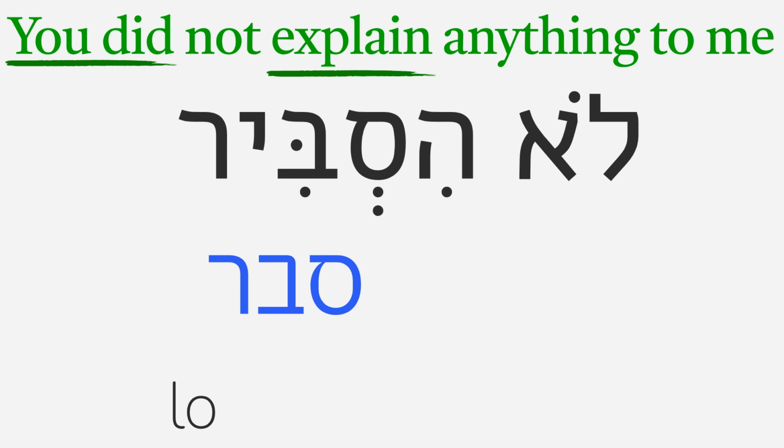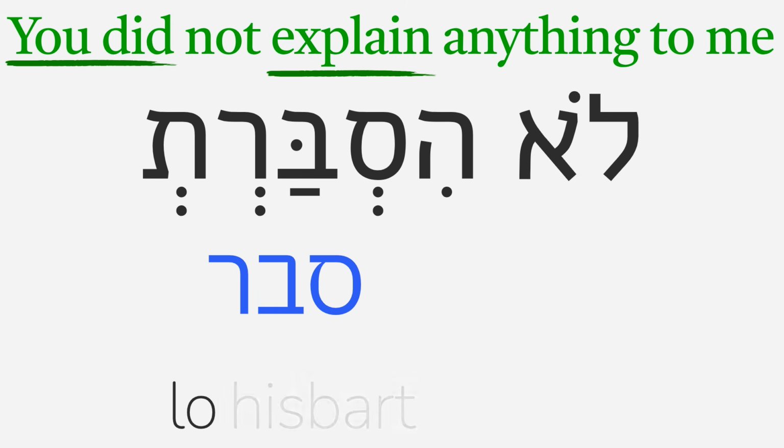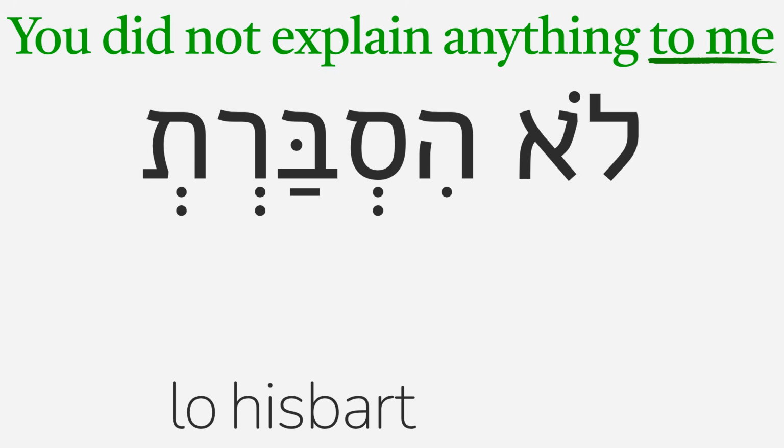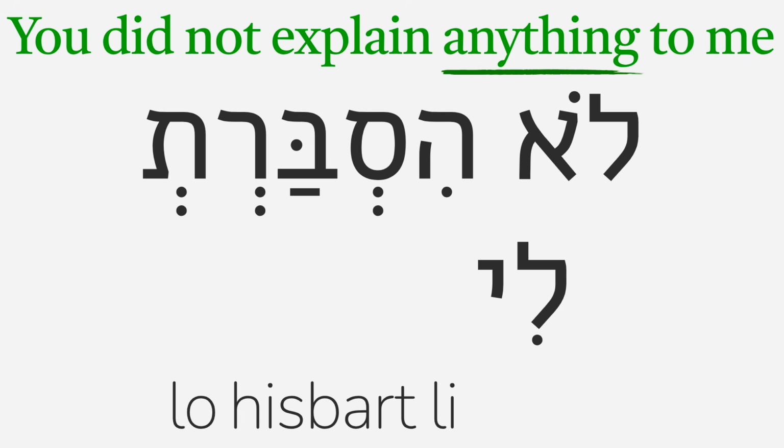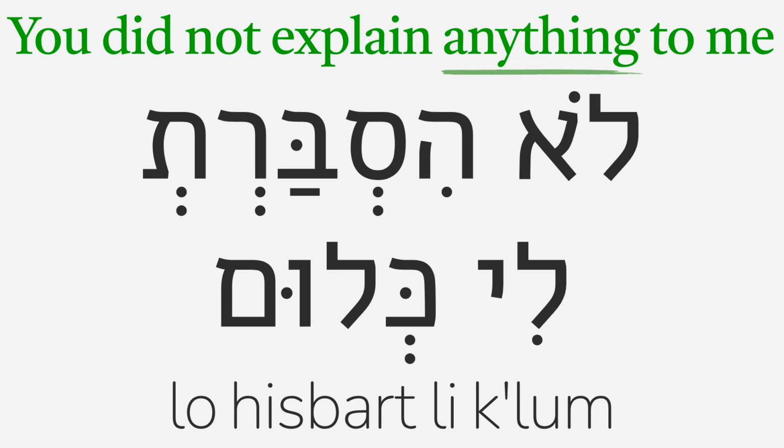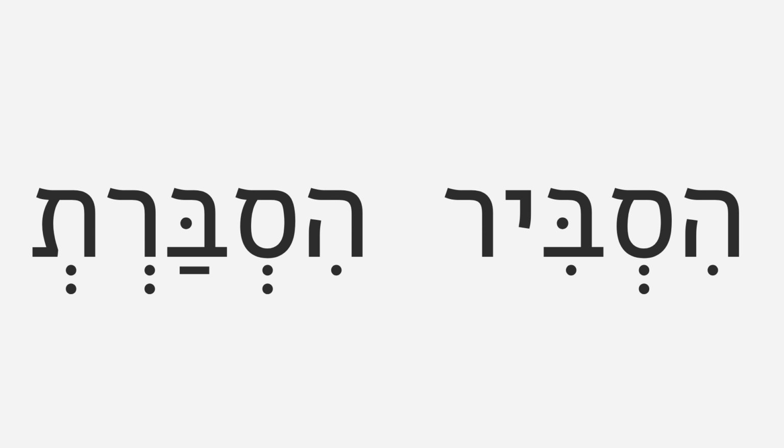change the hirik and yod to a patach, and add the t ending for the at form of the past tense. Hisbarit, you explained, feminine singular. To me is li, and anything is klum. Lo hisbarit li klum. You did not explain anything to me. Lo hisbarit li klum. This vowel change from a hirik with yod to a patach occurs in the I, all the you forms, and the we form of a Hiphil past tense.